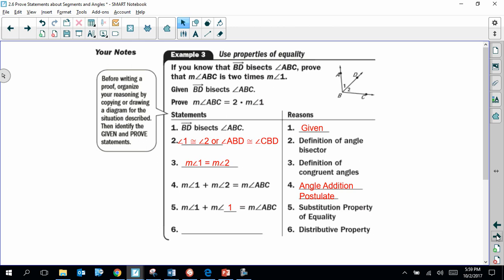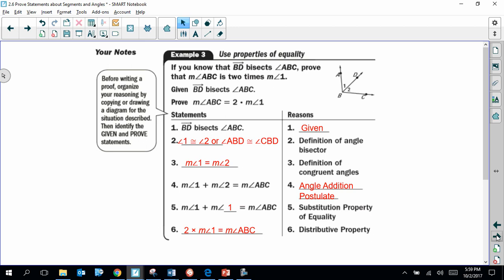Well, if I simplify that, I'm going to get 2 times the measure of angle 1. Because those are like terms, we're going to get 2 times the measure of angle 1 to be equal to the measurement of angle ABC. And here, the reason that they're giving is the distributive property of equality.